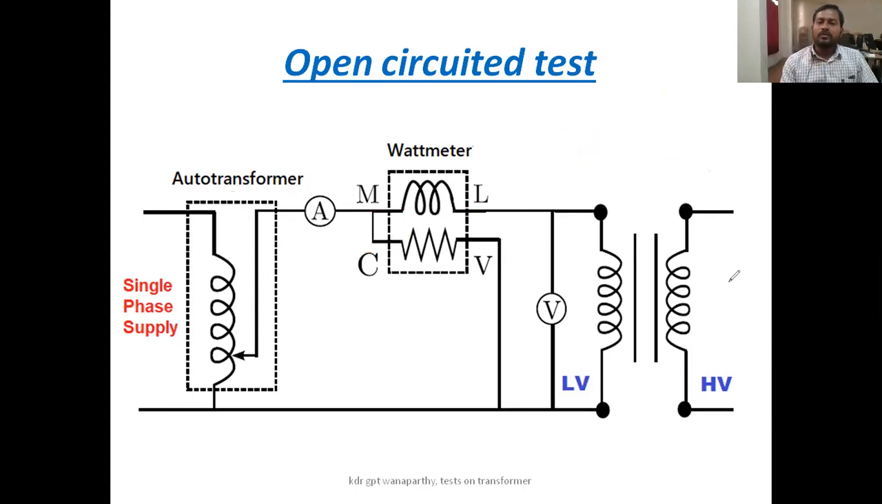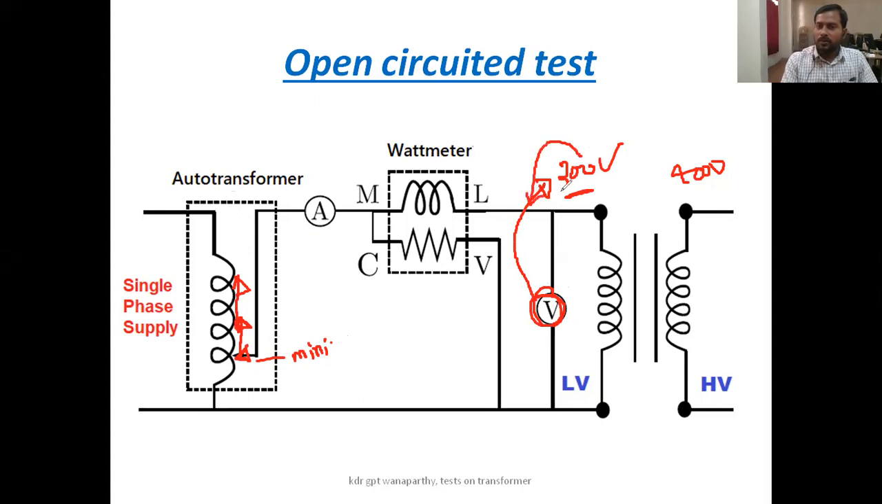For example, I'm taking a 200 by 400 volts transformer. The secondary must be 400 volts and the primary must be 200 volts. The first step of the experiment is to place the auto transformer at the minimum position, and then increase the auto transformer tapping position in such a way that the voltmeter reading is equal to 200 volts. This voltage is the primary voltage. If the voltmeter reading is 200 volts on the primary, automatically the secondary side voltage is equal to 400 volts.